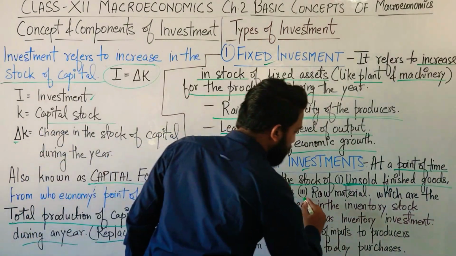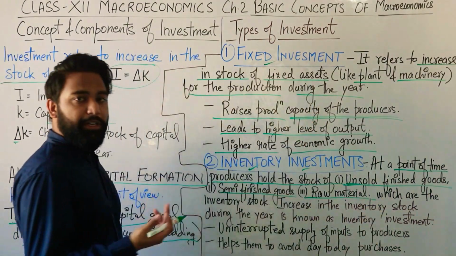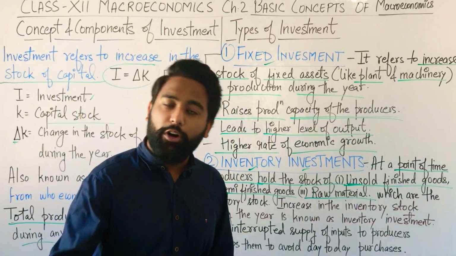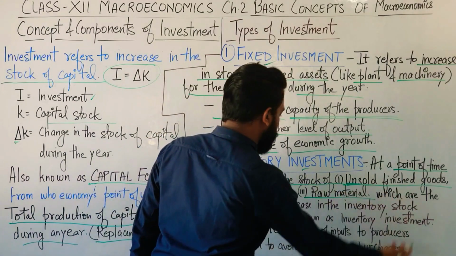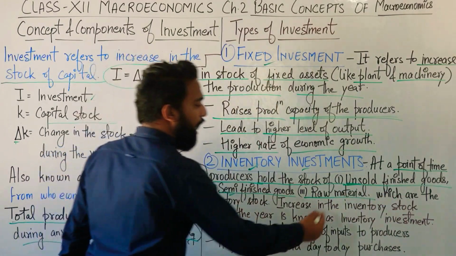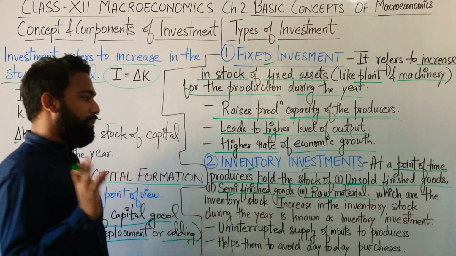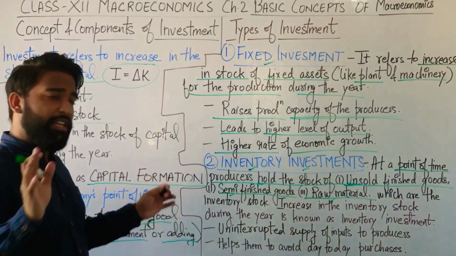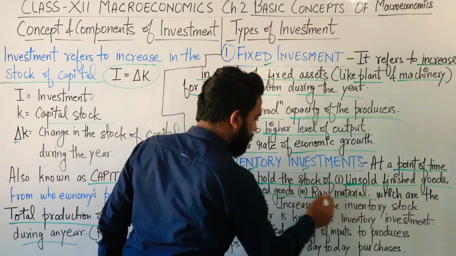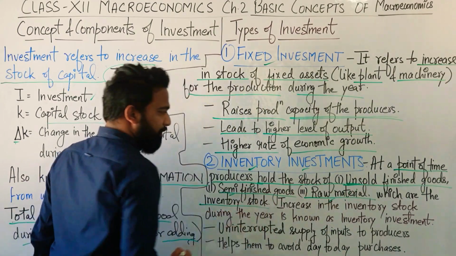Now, the third one is raw material. That material which is used by the producer for making the production. So, these three things: unsold finished goods, semi-finished goods, and raw material. These three things are known as inventory stock.